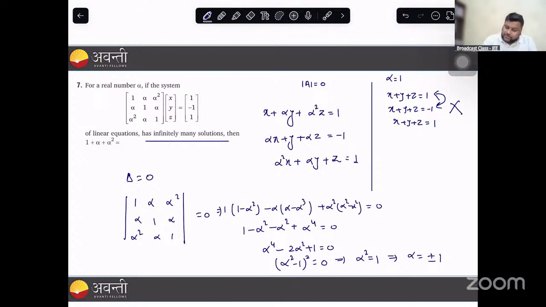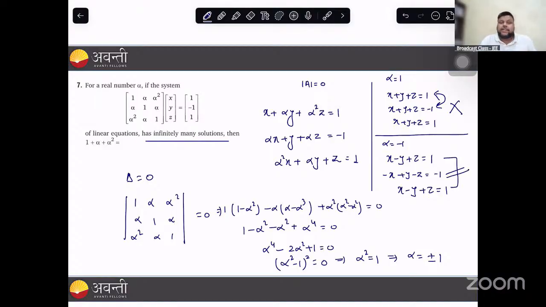Now if I go with alpha as minus 1, your first equation will be x minus y plus z equals 1. Second will be minus x plus y minus z equals minus 1. And third will be x minus y plus z equals 1. So see, these two are identical equations, and this is a distinct equation from which you will certainly get infinite number of solutions. So that is why alpha should be minus 1 and this value should be 1.